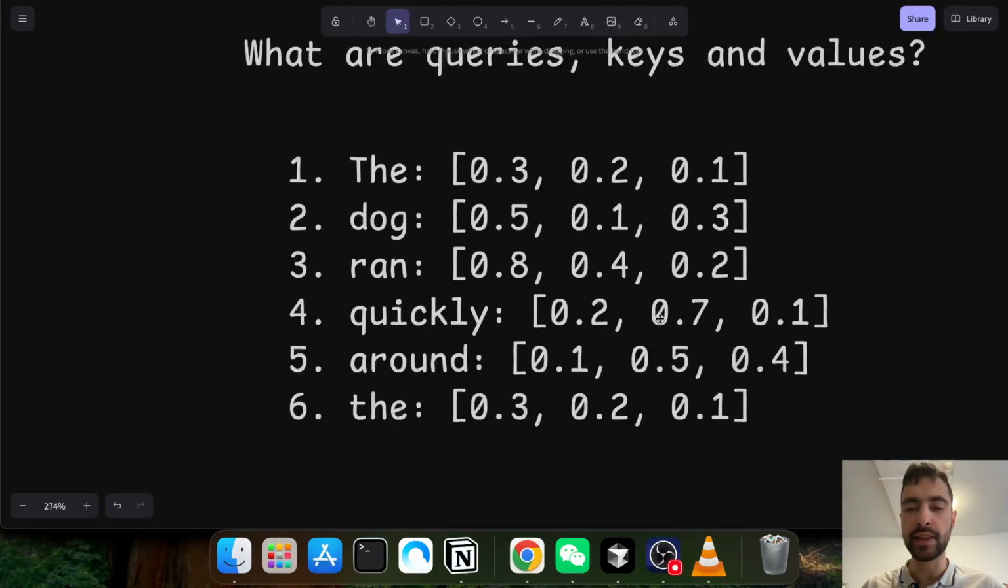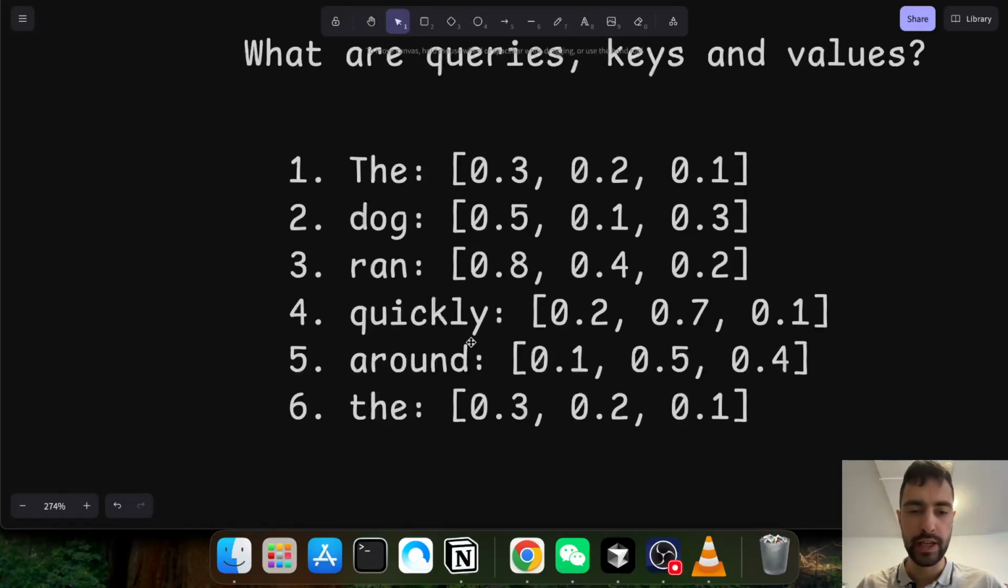And later we will literally add meaning from this ran to this quickly. And we will add a lot of meaning from this ran word to this quickly, because this is a relevant word. And this word is not so relevant. So we will add 0 to only just a little bit of meaning.